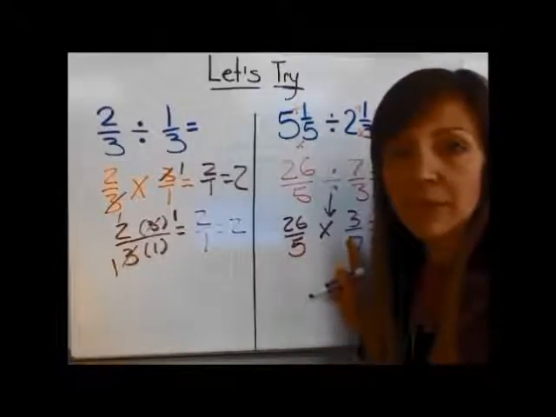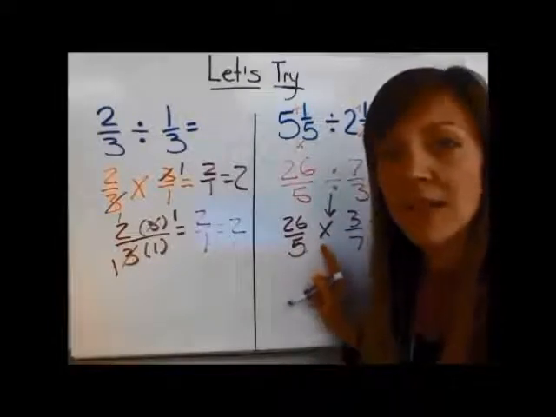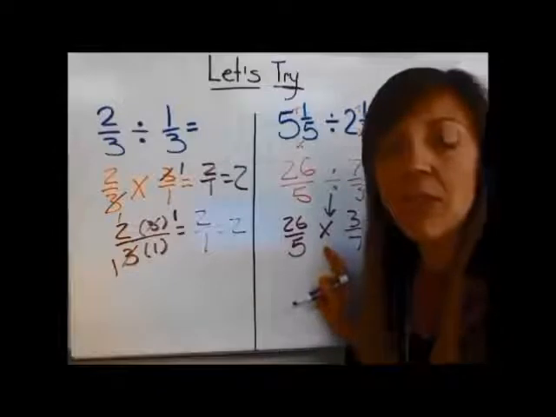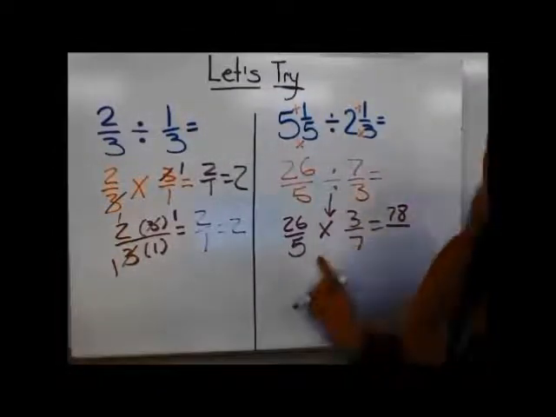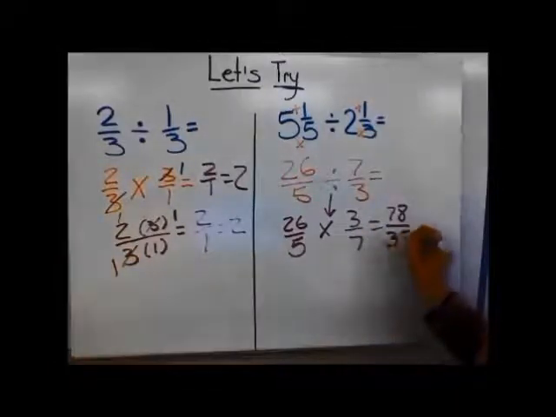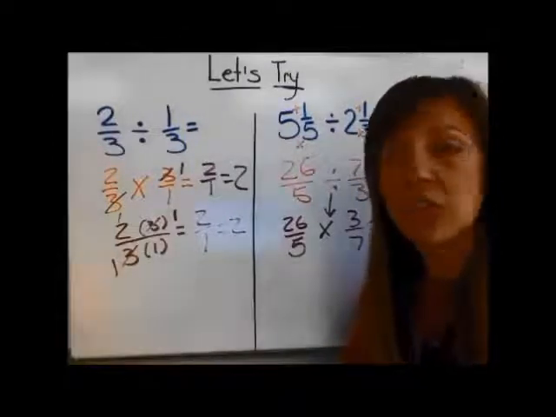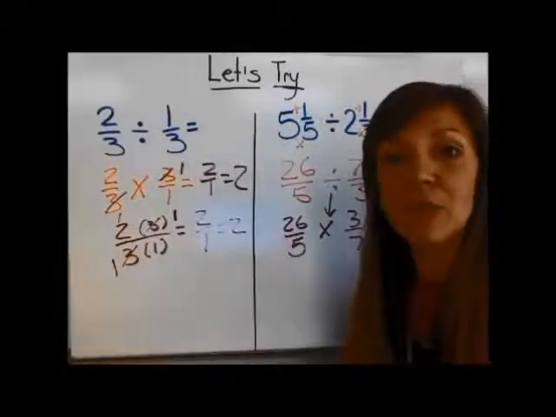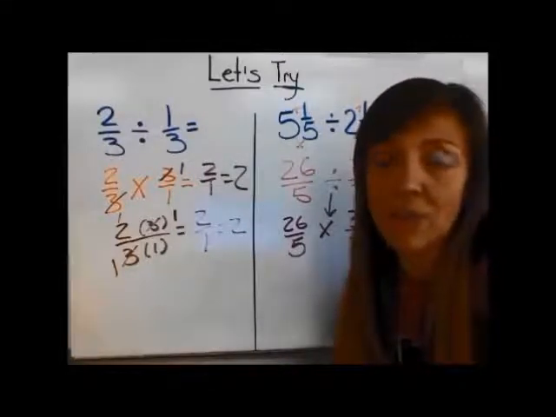26 times 3. I know 25 times 3 is 75, and 1 times 3 is 3, so 75 plus 3 is 78. I know that 5 times 7 is 35. This is an improper fraction, 78/35. So I need to simplify it, which means you have to turn that improper fraction back into a mixed number.